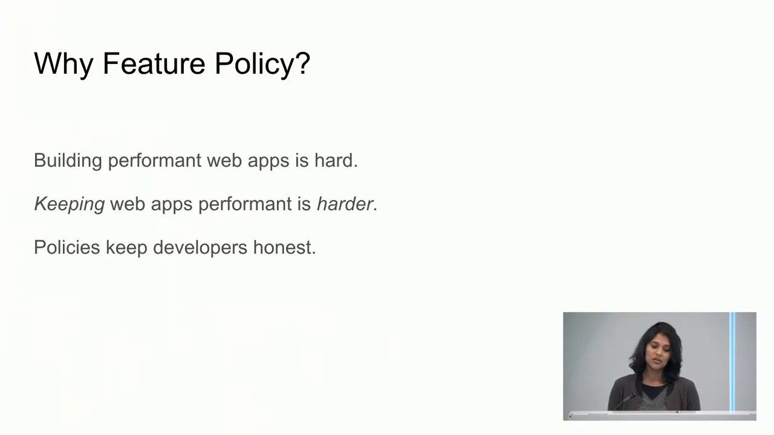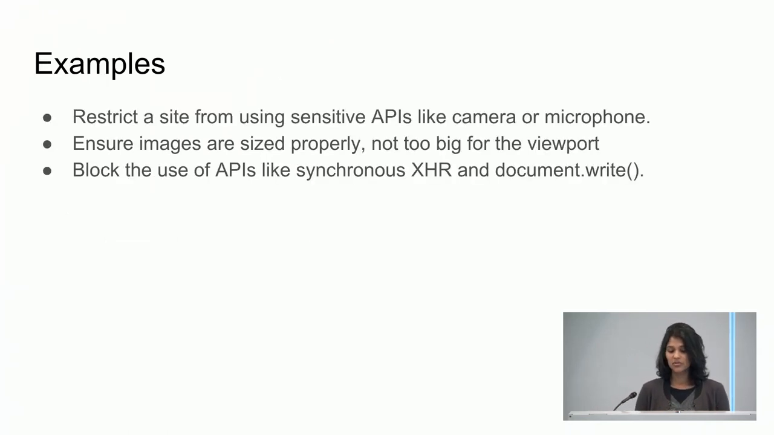So why do we think this is a good idea? Building performant world-class web apps is not easy, but what's even harder is keeping these apps performant. As you know, you get all these different developers flowing through your projects and different features come and go, and the code base size evolves year to year. It's really difficult. So policy is a way for developers to express certain invariants, and the browser helps them maintain these invariants and keeps them honest.